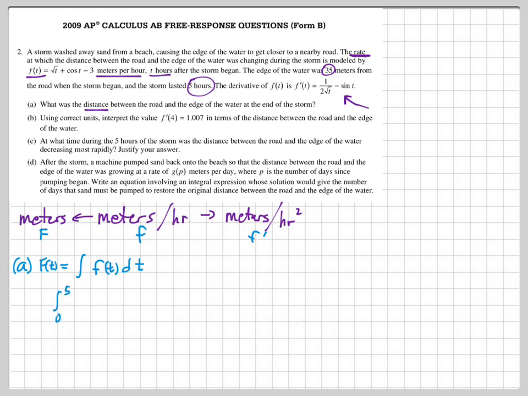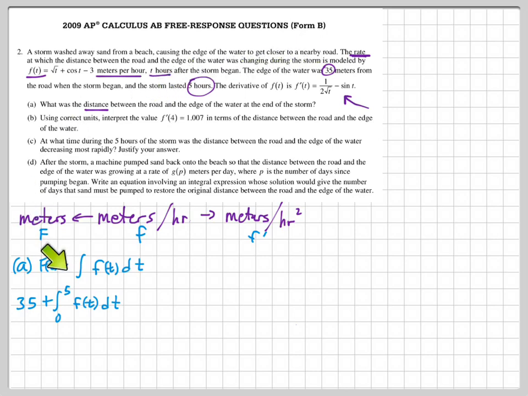Now, the integral right here, the limits are going to be our time, because that's what we're plugging into the function: time. So we have our beginning hour and our ending hour. We're going to plug in f of t. And I don't need to write out what f of t is because it's already defined for us earlier in the problem. And then I'm also going to need to add 35 because that's where we start. It says somewhere up here, 35 meters. It says 35 meters is where we start.